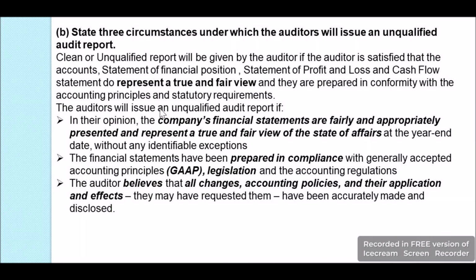So, the three circumstances under which an unqualified audit report will be issued are when the auditors are of the opinion that the company's financial statements are fairly and appropriately provided and represent a true and fair view of the status of the company. Furthermore, they should be in compliance with the GAAP as well as the laws and regulations stated by the government. Furthermore, the auditor should also believe that all the changes of accounting policies and their applications are effective and are accurately disclosed.